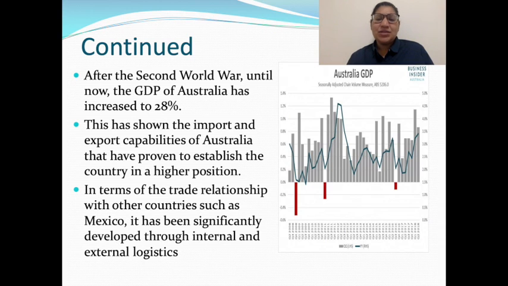position. In terms of trade relationships with other countries such as Mexico, it has been significantly developed through internal and external logistics. The different types of exemptions over different products and services are much appreciated among customers. The reliability and reputation of the company's products, services, and compatibility and convenience as per the interest of the customers' demand can be seen.